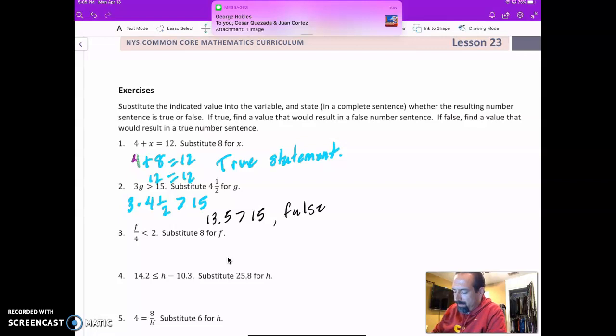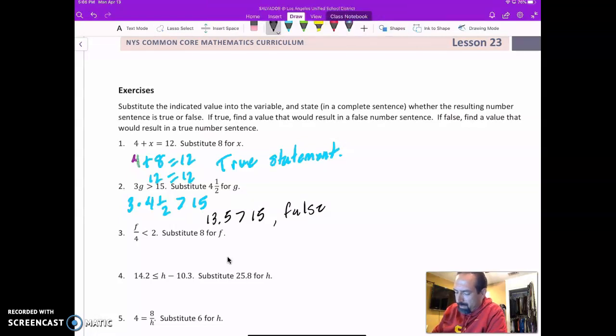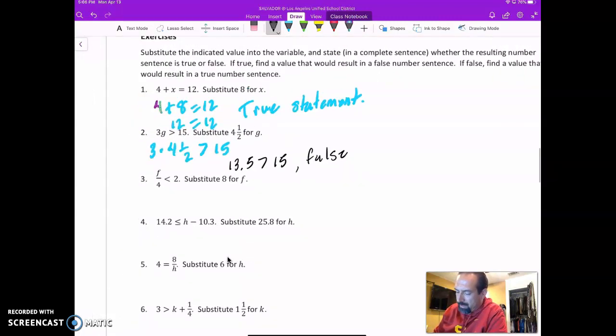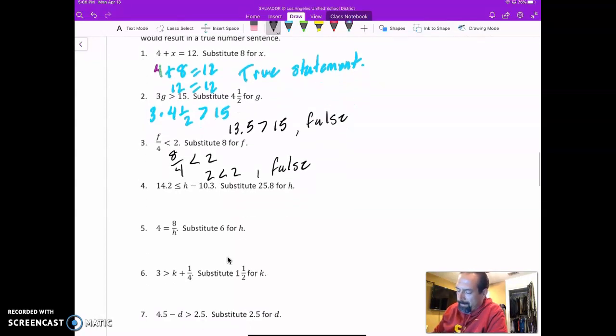Let's take a look at f divided by 4 less than 2, okay? Well, 8 divided by 4 is less than 2. Well, 8 divided by 4 is 2. Is 2 less than 2? It's also false because 2 is not less than 2. 2 is equal to 2, okay?